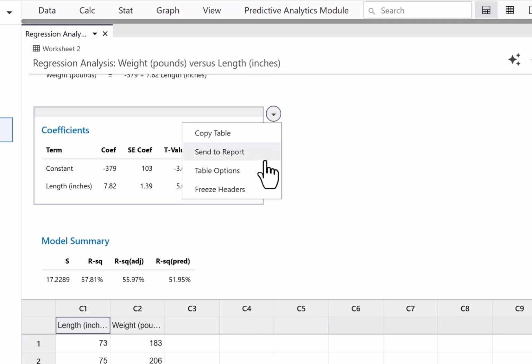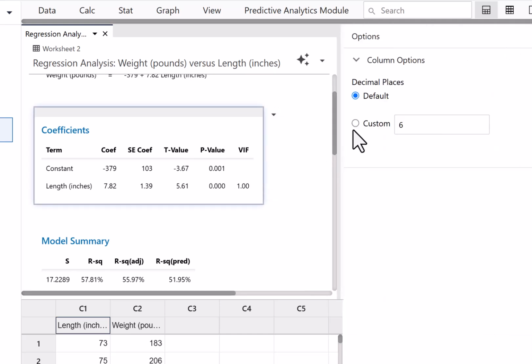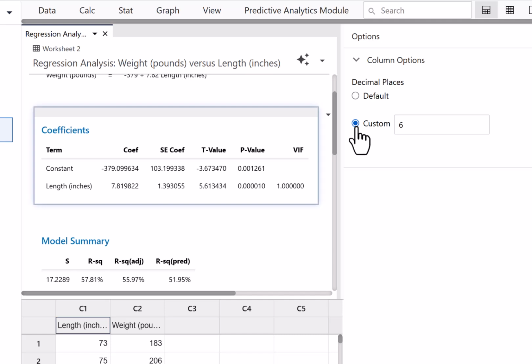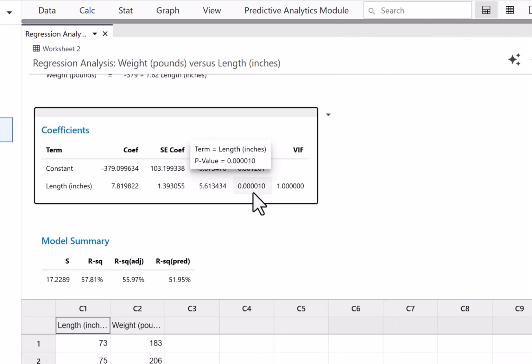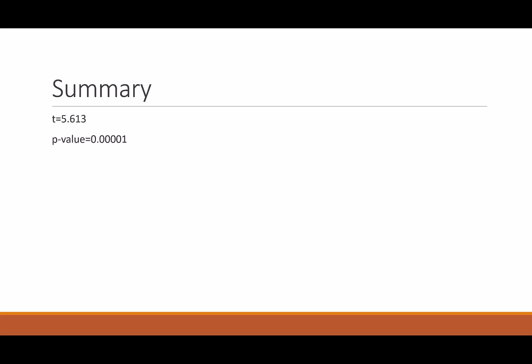We can adjust the settings a little if we want to see more decimal places. I'm going to hit the drop down, go to Table Options, and go to Custom. On the Custom, I decided to put in 6 decimal places so I can see the p-value a little closer. You can see I have a bunch of zeros and then a 1, but this shows me that the p-value wasn't actually 0, just a number really close to it. Since we have a really small p-value, our p-value is less than 0.01, which is the alpha we were given. We get to reject the null hypothesis, which says there is a relationship between the length of the table and the weight.